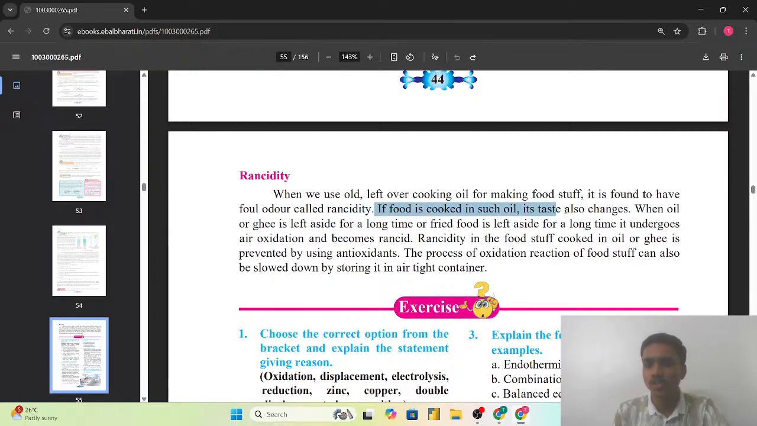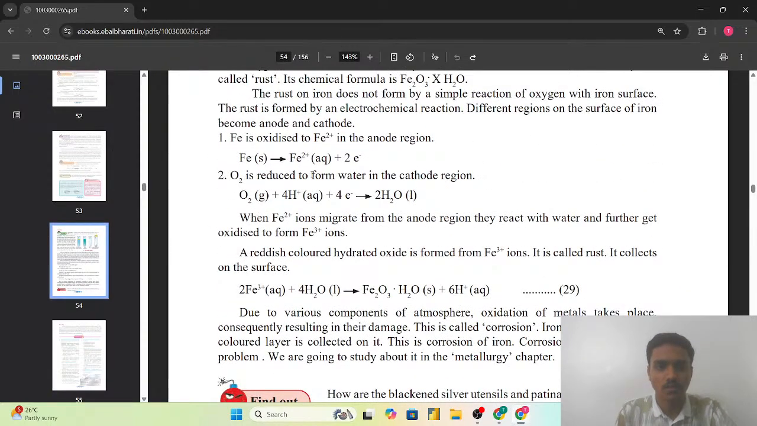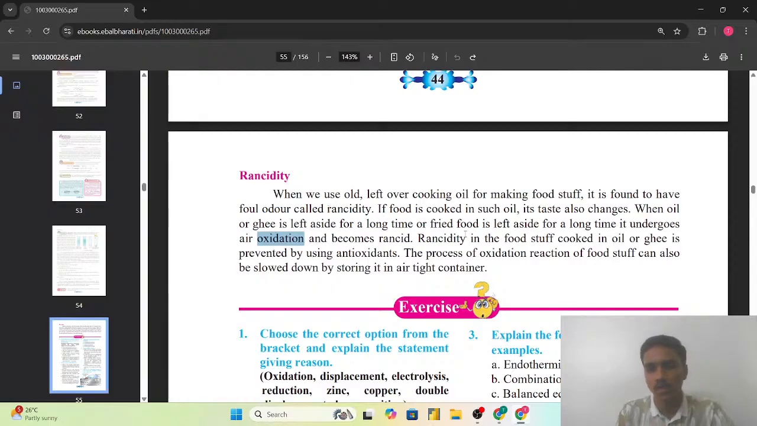If food is cooked in such oil, its taste also changes. When oil or ghee is left aside for a long time, or fried food is left aside for a long time, it undergoes air oxidation and becomes rancid. मतलब यहाँ पर जो फूड जो हम तला हुआ जो कि जो सब्सटेंस है, जो आइटम्स है वो अगर हमने बहुत ज्यादा टाइम के लिए ऐसे ही छोड़ दिए, so that becomes rancid because they go under the oxidation of the air. That is, they are reacting with the O2 molecule in the air. We have a reaction regarding this, also we have seen earlier.